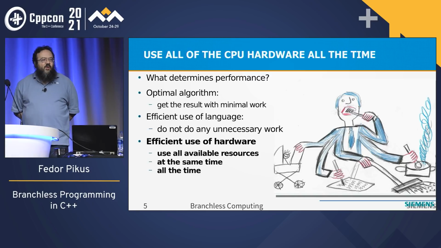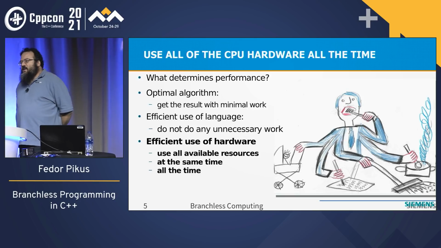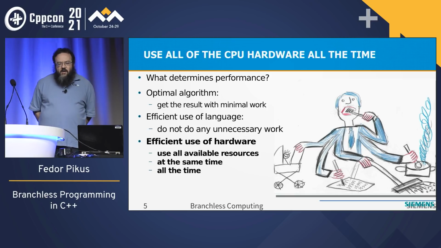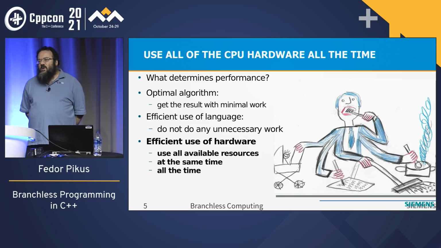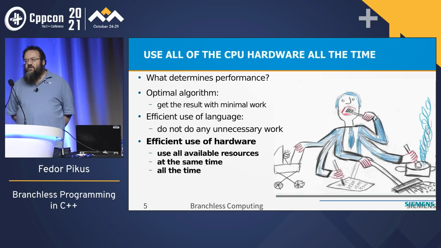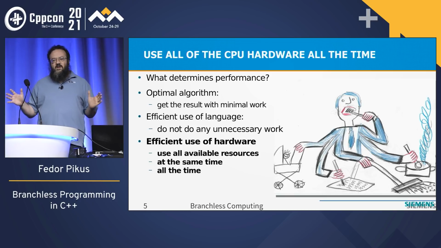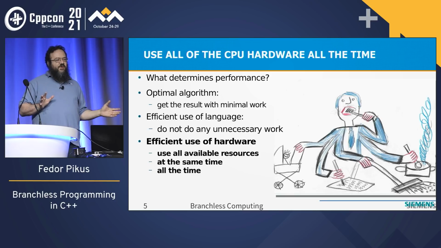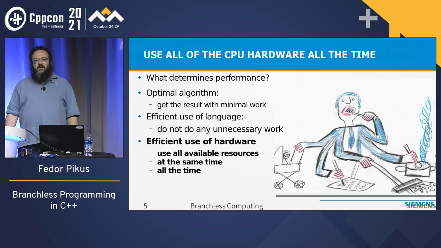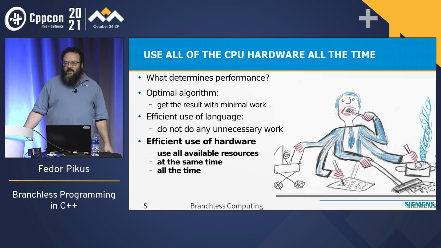So, what do the branchless optimizations fundamentally owe their efficiency to? It's the idea that modern hardware is very capable. It can do a lot of stuff, computing hardware, and your performance, well, first of all, there is an algorithm, so get the result you want with minimal work. Second, there is the efficient use of language, don't do any work that you don't need done. And then there is, okay, you now have a certain amount of computing to do, you have the computing resources of your processor and other computing capabilities. You want to use all of these resources, all of the time ideally, to get through the computations that you need done.